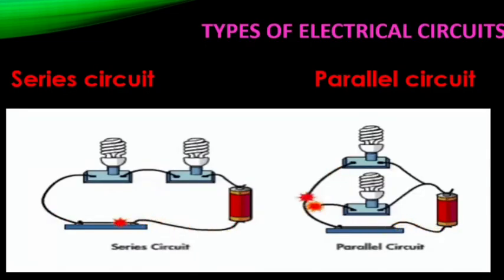Types of electrical circuits. There are two types: series circuit and parallel circuit. In a series circuit, bulbs are arranged one after the other. In a parallel circuit, bulbs are arranged parallel to each other. That is, arranged in a straight line.